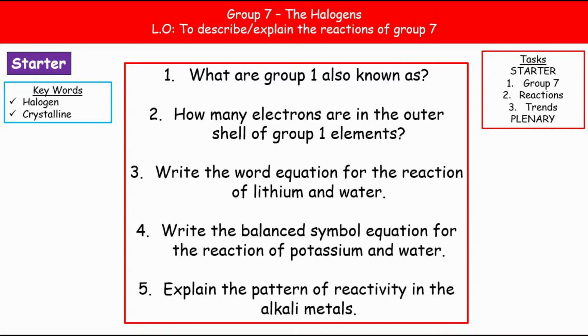What we're going to be doing in today's lesson is having a look at the second group on the periodic table you need to know about, which is group 7, the halogens. Hopefully by the end of today's lesson you're going to be able to describe the halogens and also explain their reactions. To start off though, we've got 5 questions based around our previous lesson, so have a go at answering these 5 questions in your book. I'm going to give you about 3 minutes to do that.